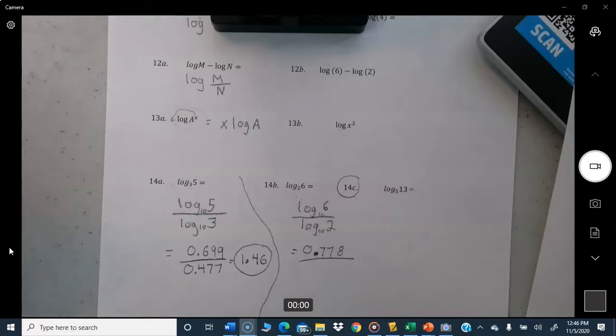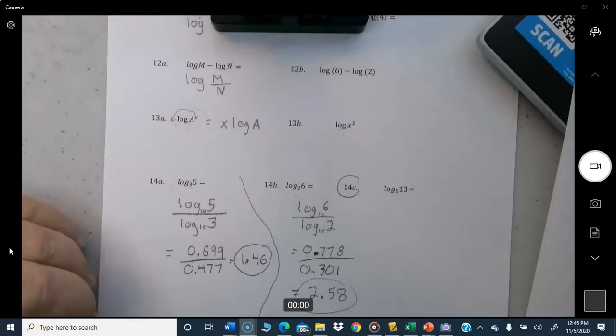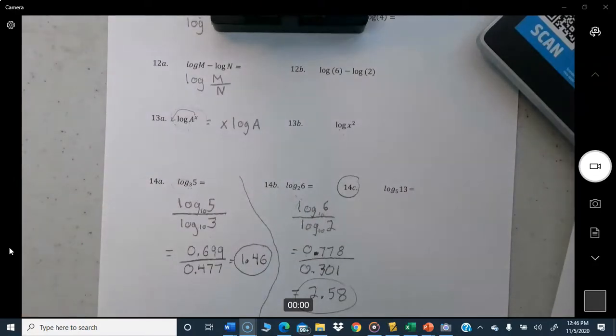Now we're doing log of 2. Trust me, I'm doing it over here on my calculator, and I got 0.301. And if I divide those, I get 2.58. I'm leaving 14C for you to do. And that takes care of the first assignment.